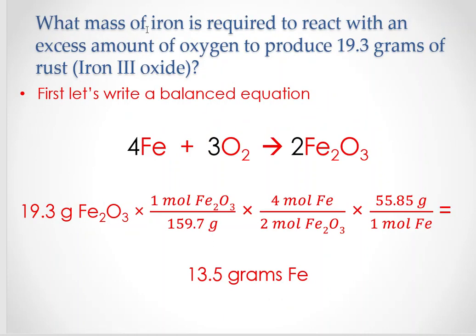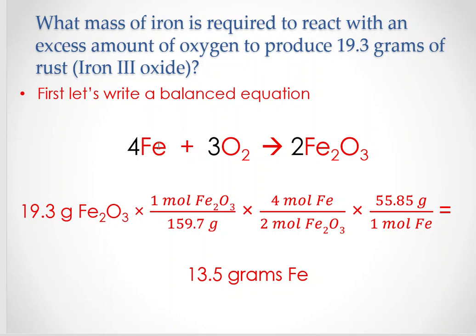So here's another stoichiometry problem. Okay, so how do we do it? We want to know what mass of iron, so we want to figure out how much Fe is required to make this much iron(III) oxide, assuming we have excess oxygen. Okay, so again, we're given the amount of rust, and we want to find the amount of iron. Okay, so we know it's stoichiometry, we follow our steps.